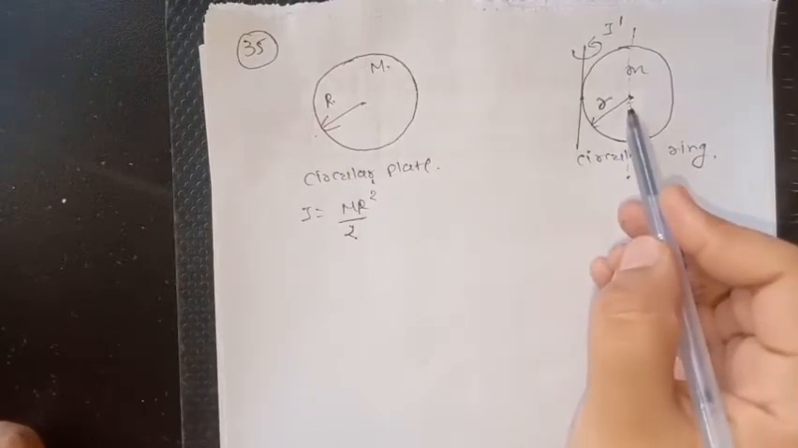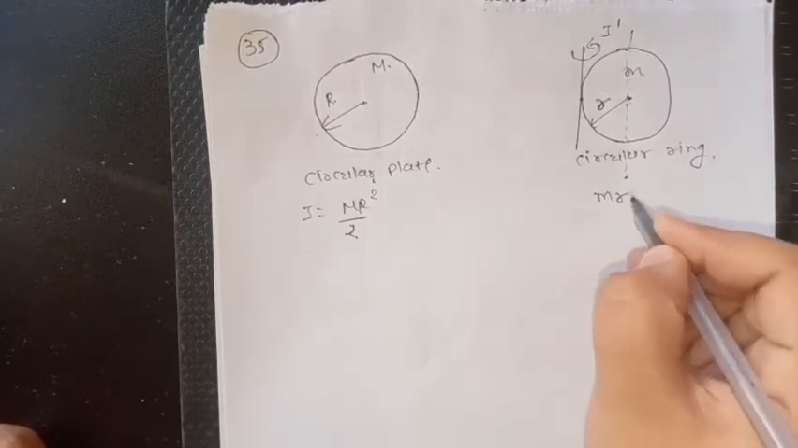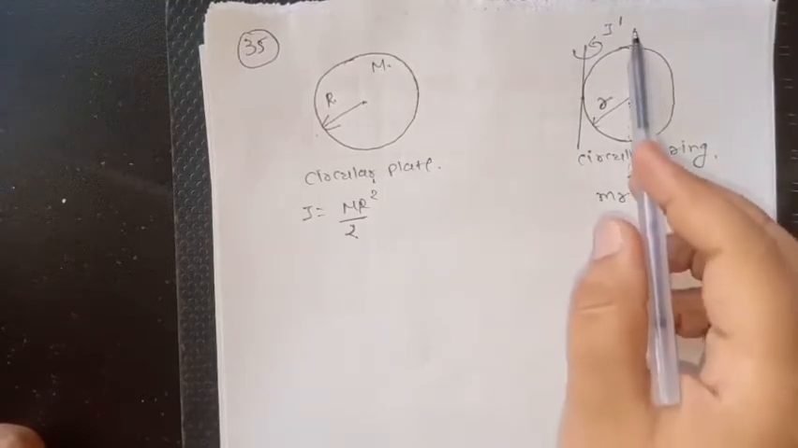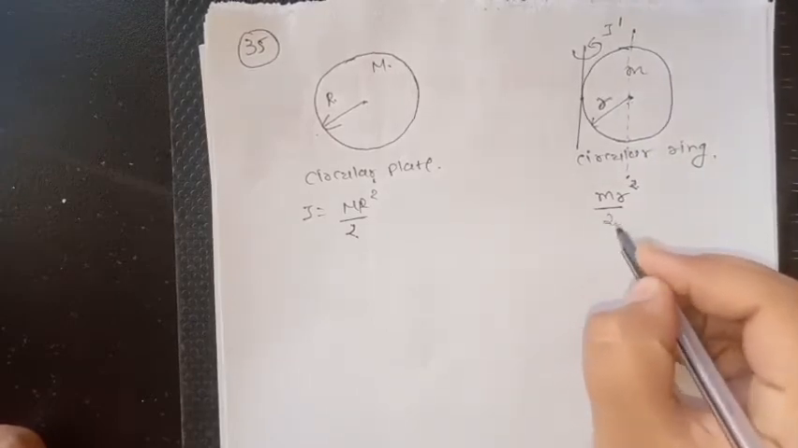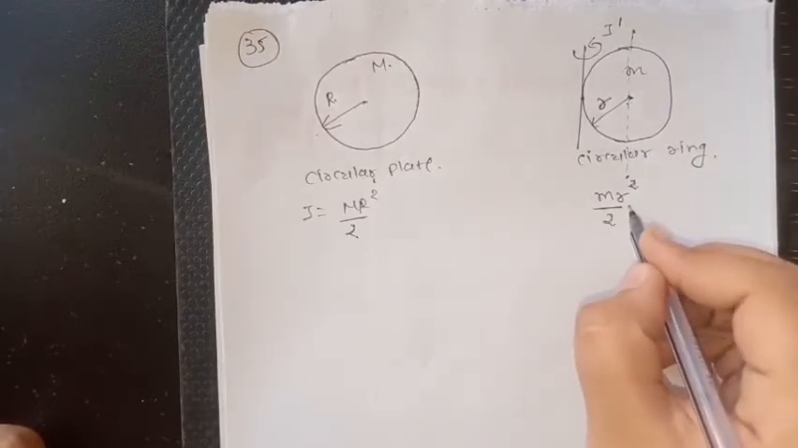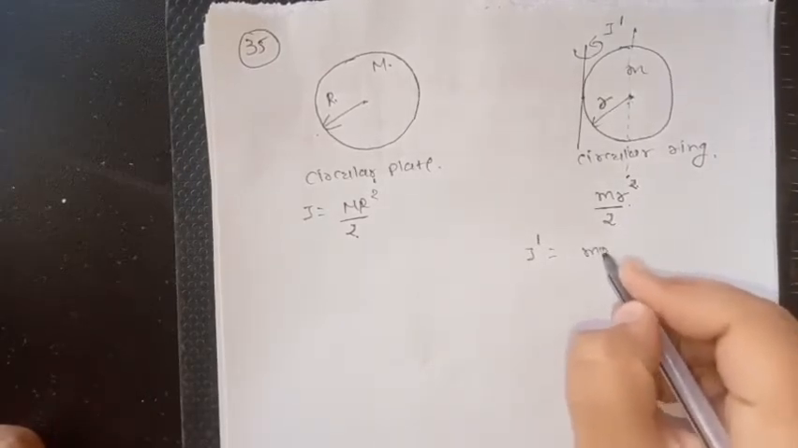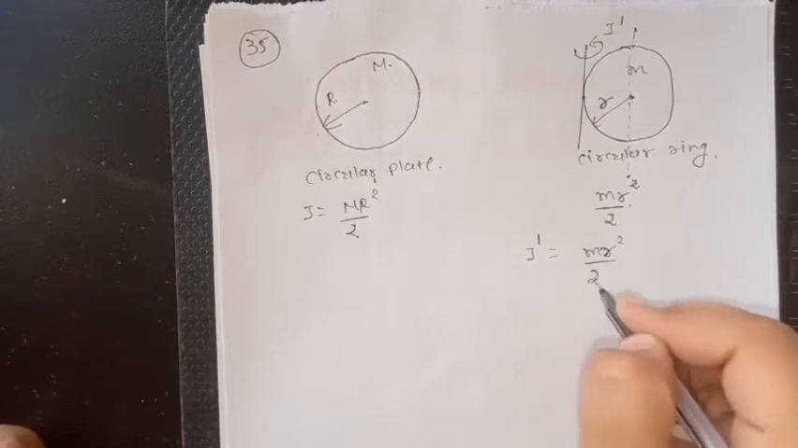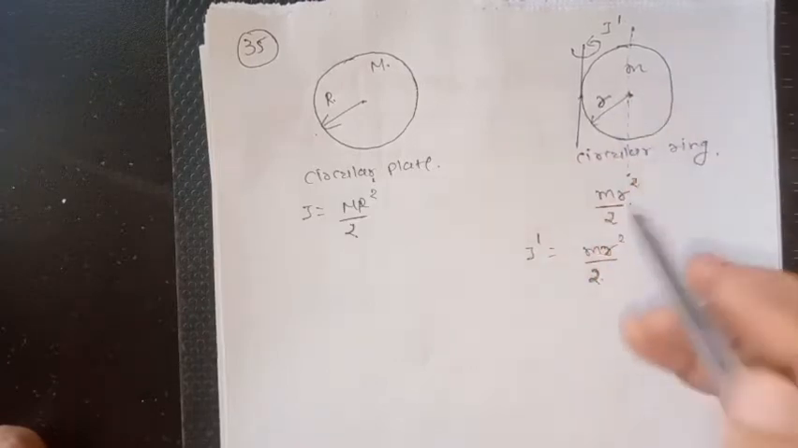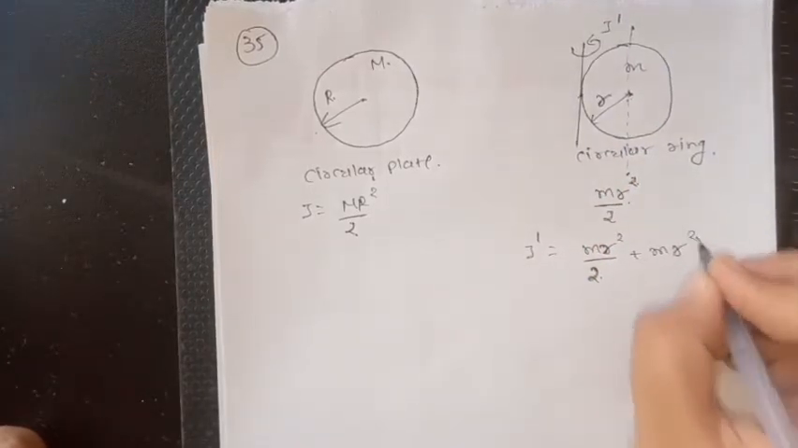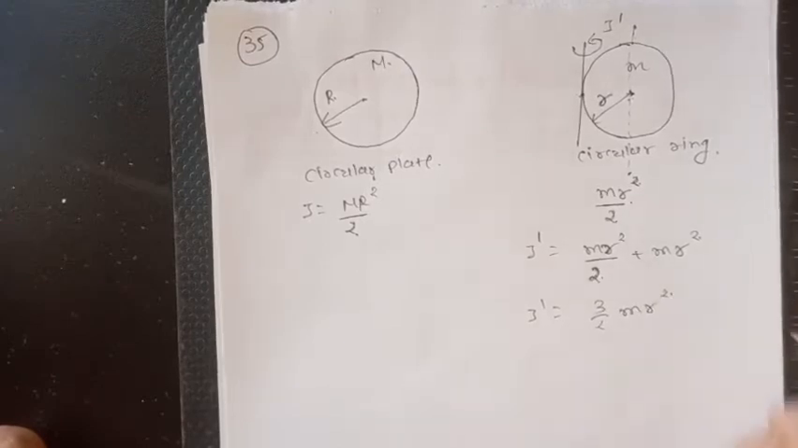The moment of inertia of the ring about its natural axis is mr square, and the moment of inertia of this ring about the y-axis is mr square by 2. We can find this by using the perpendicular axis theorem. Now I dash will be mr square by 2, and we shift this axis of rotation by distance r, adding mr square. So I dash will be 3 by 2 mr square.